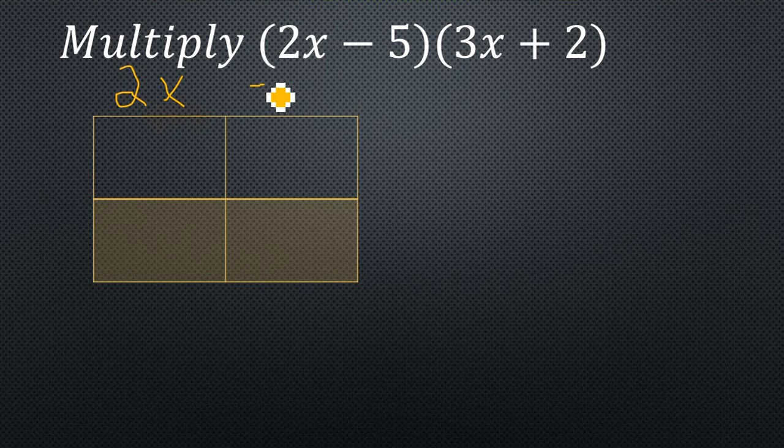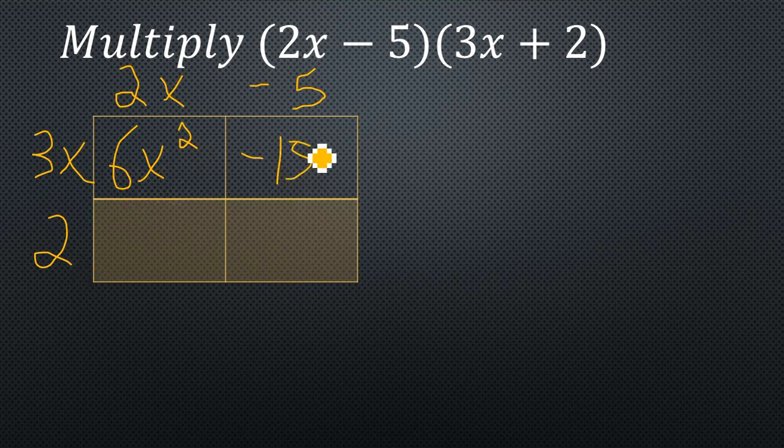Okay, so we're going to put our first binomial on the outside here, and then we'll take our second one and put it over here. Now make sure you bring the sign with the 5. The 5 is negative, so make sure you bring a negative with that. And we're going to multiply to get the insides of the box. So we're going to do 2x times 3x, which is 6x squared. And 3x times negative 5 is negative 15x.